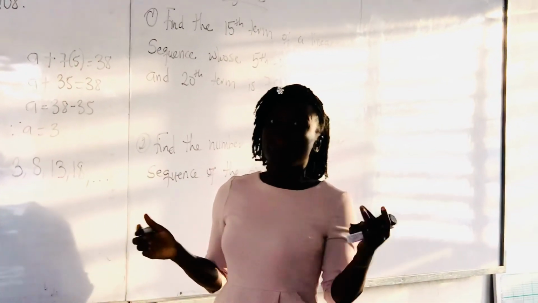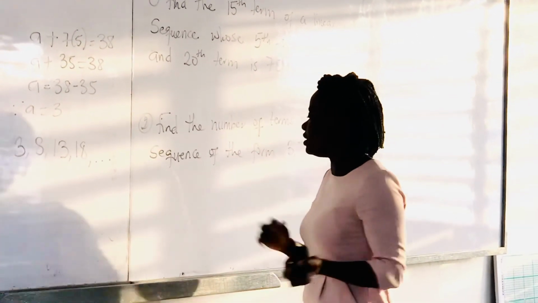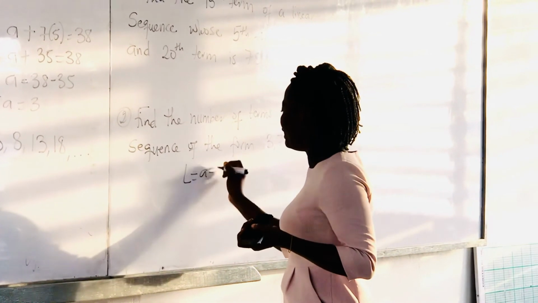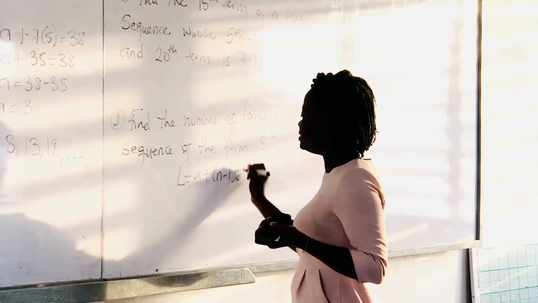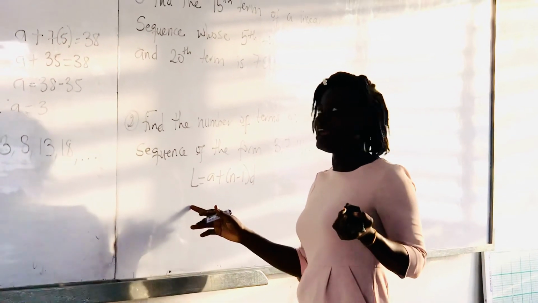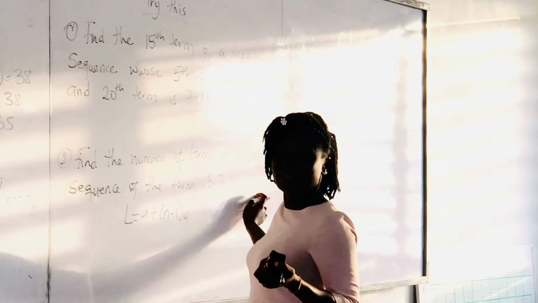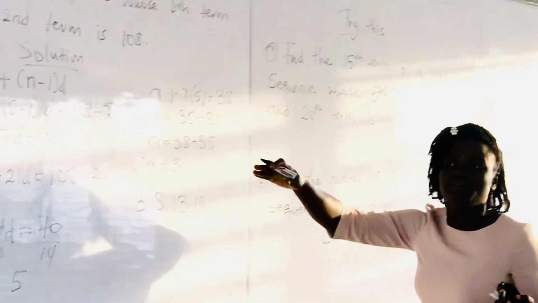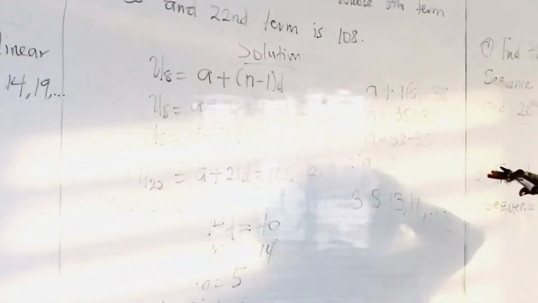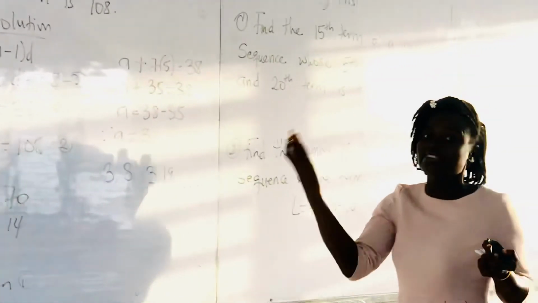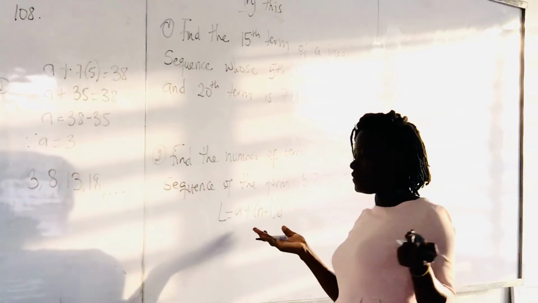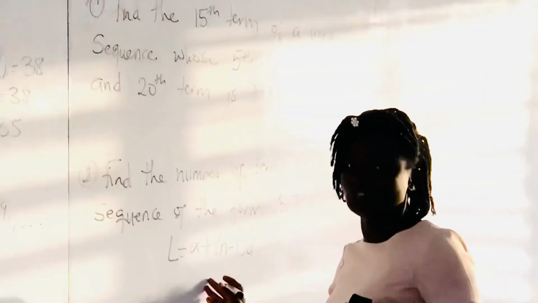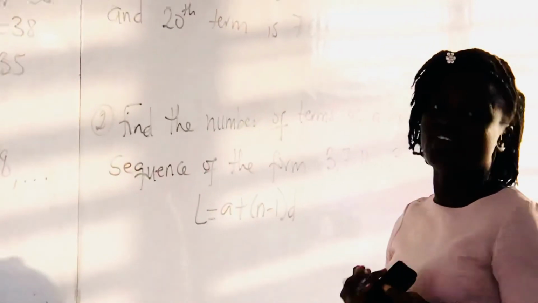The formula is the same. I'll help you with this, which is L equals A plus N minus 1 D. Our L is the last number which has been given to us. In the subsequent ones, the last number wasn't given to us. In the previous question that we stopped, the last term wasn't given to us. But in this question, the last term has been given to us. So it gives you a simple substitution and make N the subject.